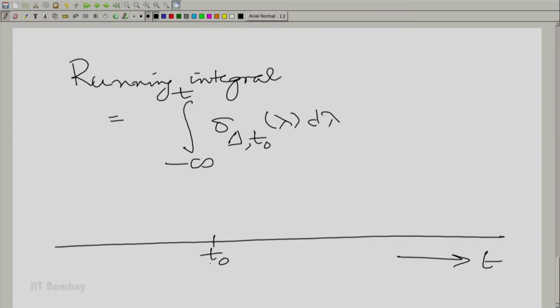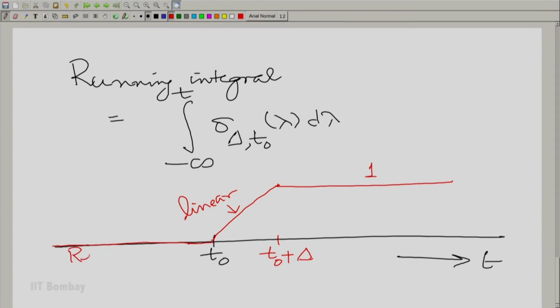Up to t0, that integral is 0. From t0 to t0 plus delta, the integral rises linearly and then remains constant at 1. This part is linear. Region 1, region 2, and region 3.